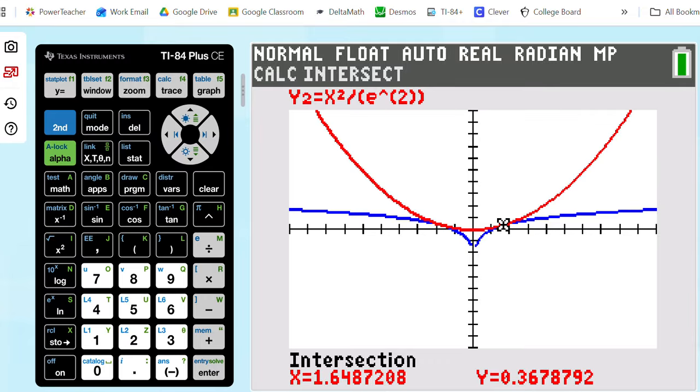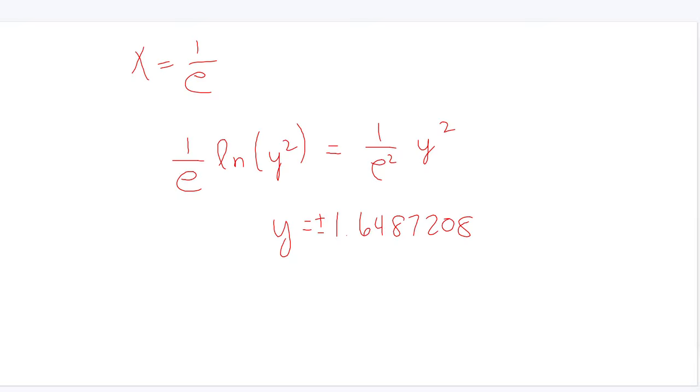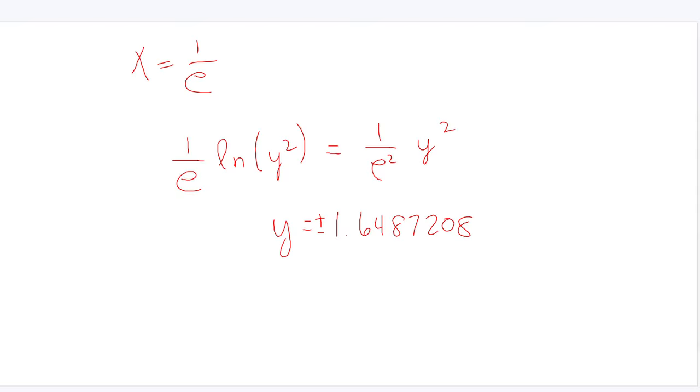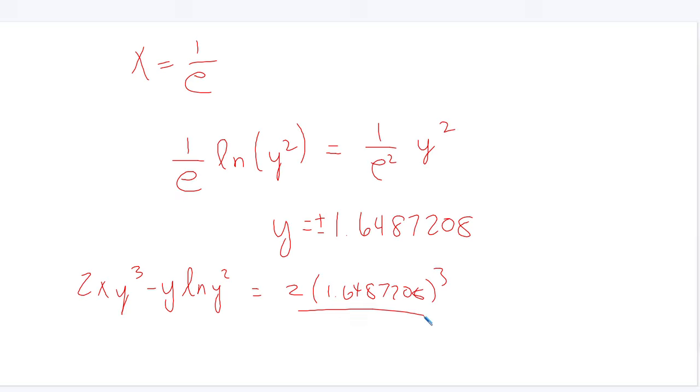And if we were to take those two coordinates, 1 over e and positive or negative 1.6487208, and plug them into the original numerator of our derivative, which we had right here, which was 2xy cubed minus y ln y squared, that just gives us 2 times 1.6487208 cubed over e minus that 1.6487208 times the natural log of 1.6487208 squared.